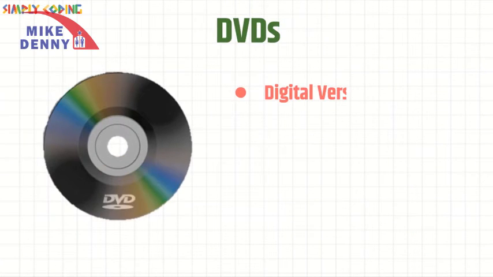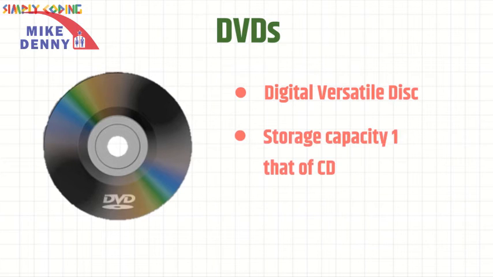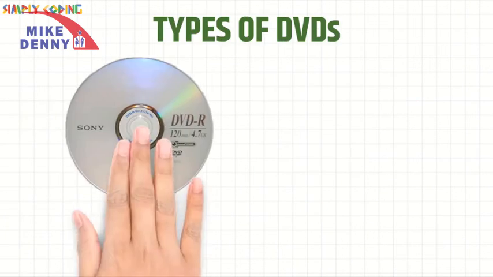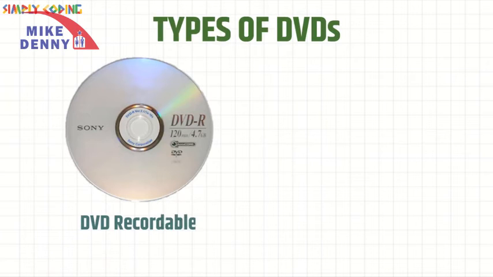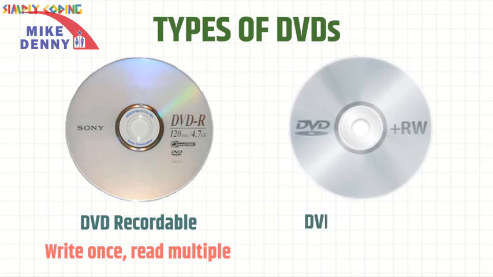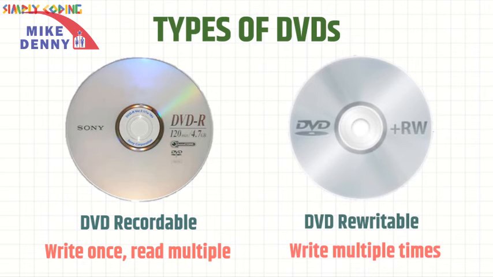DVD stands for Digital Versatile Disc and they have storage capacity almost 10 times that of CD and are 20 times faster than CD. They come in three types. First type is DVD-R or DVD recordable, where data can be written only once and then can be read multiple times. In DVD read-write or DVD rewritable, the data can be written multiple times.